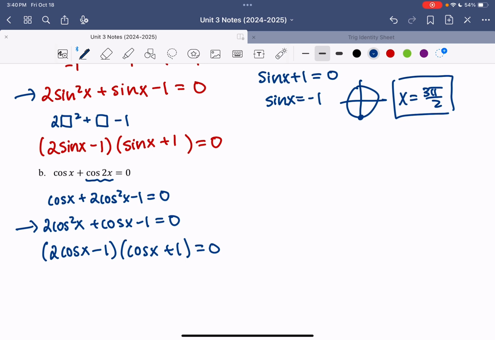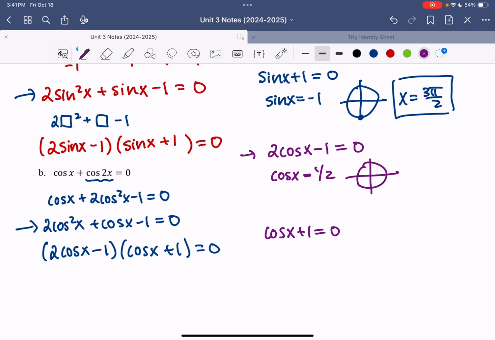So again, we have the product of two factors set equal to 0. I'm going to set each of those factors equal to 0. So 2 cosine x minus 1 equals 0, and cosine of x plus 1 equals 0. So for this first case, adding my 1 over and dividing by 2 is going to give me that cosine of x is equal to 1/2.